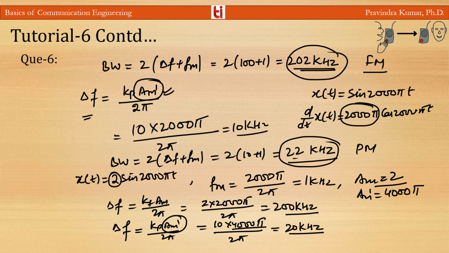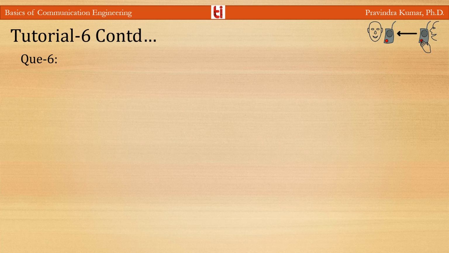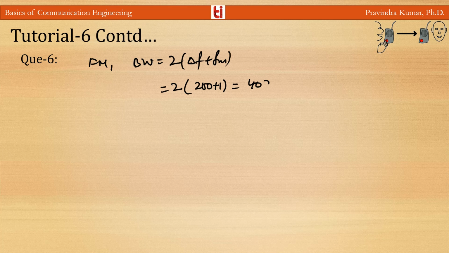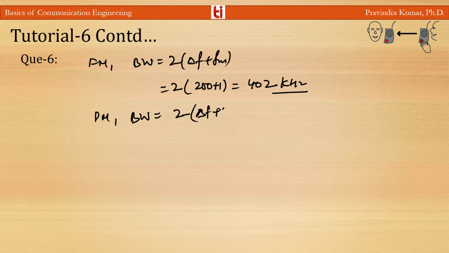And now the bandwidth for the FM case will be 2 into (del f plus fm), which is 2 into (200 plus 1), 402 kilohertz. And for the PM case the bandwidth will be 2 into (del f plus fm), and here del f is 20, plus fm 1, and you can see here it will be 42 kilohertz.